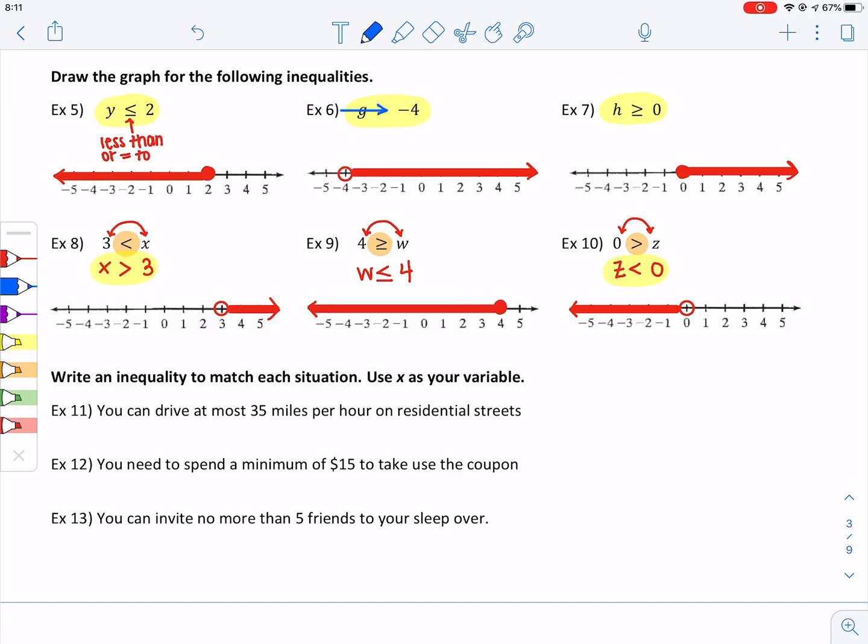All right, so let's try something different. With these ones, we were given an inequality and we graphed it.